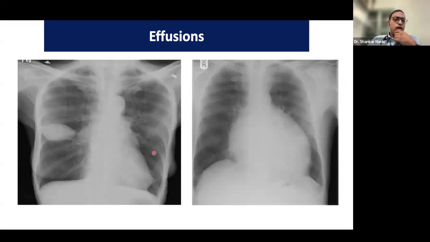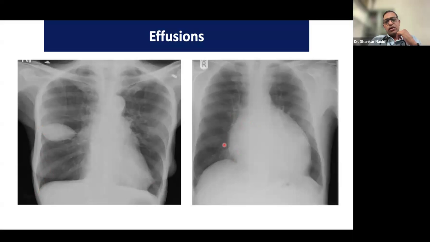So sometimes the effusions can be very localized. This is one effusion where there is accumulation within the horizontal fissure in the right lung. So this might actually look like a mass or consolidation, but this is actually fluid in the fissure on the right lung. So sometimes there can be loculated effusions, like you can see an effusion which is very much circumscribed to one location. There might not be CP angle blunting, but it might be there somewhere else. So all loculated effusions have to be identified.